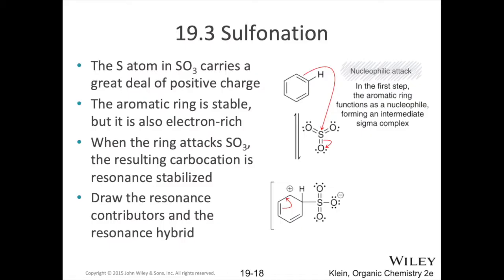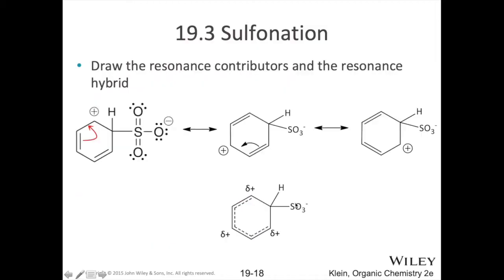So again, we can draw a curly arrow going from our double bond to that sulfur, and here we can see the sigma complex that's formed accordingly. We have a sulfonate group attached to our sigma complex, and again, this is resonance stabilized. This is going to be a pretty stable carbocation because of that resonance stabilization that we saw earlier. Here are all the resonance structures, and here's that hybrid showing that.